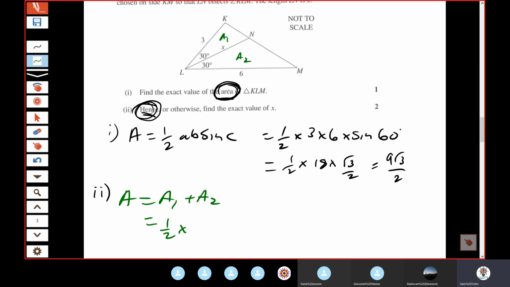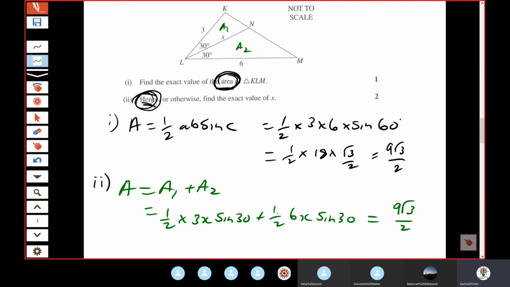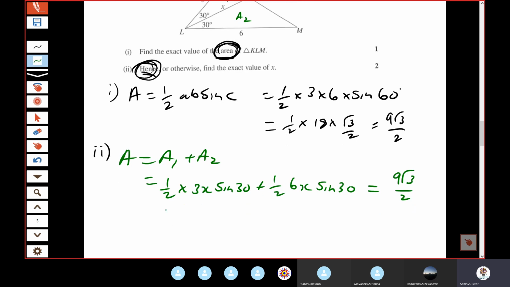Area 1 is half ab sine C plus half ab sine C. What must this equal to? 9 root 3 on 2. And I'm sure you can all see you can solve for x very easily from that line. So I'll just finish it off. Sine 30 is a half. Half times half is a quarter. That becomes 3x on 4. Half times 6 is 3, so 3 on 2. And you're done.